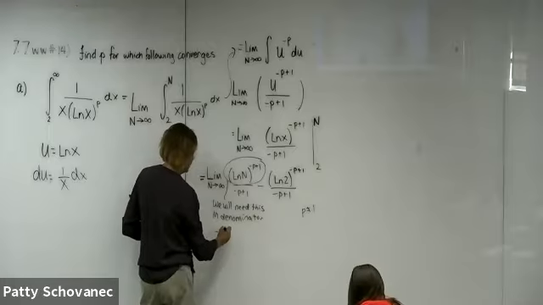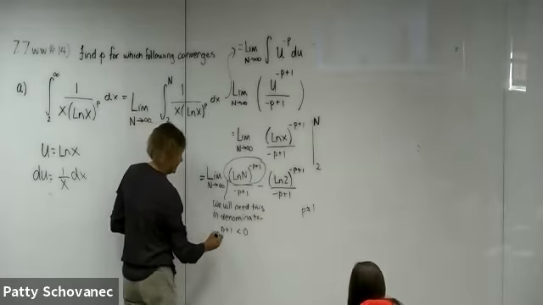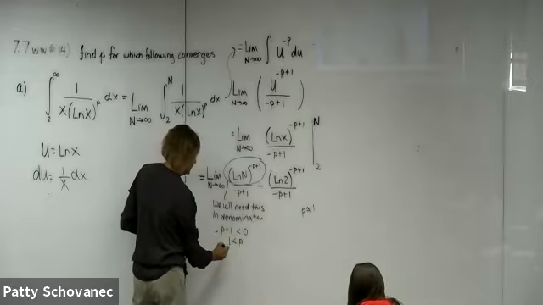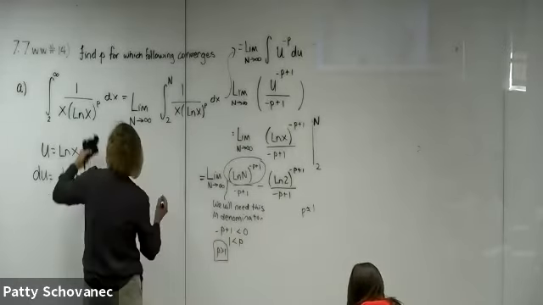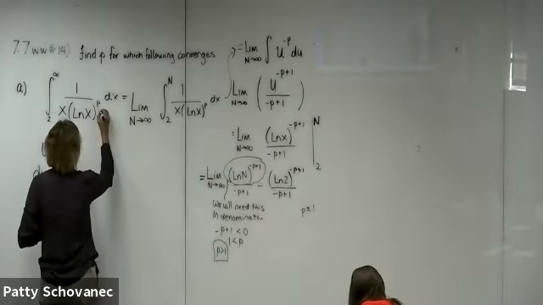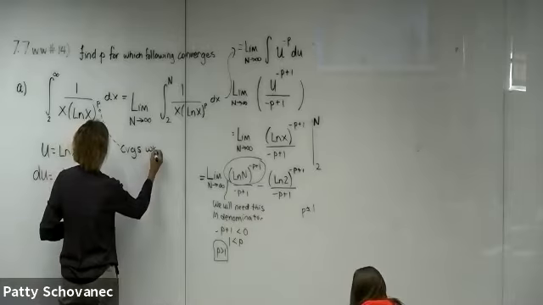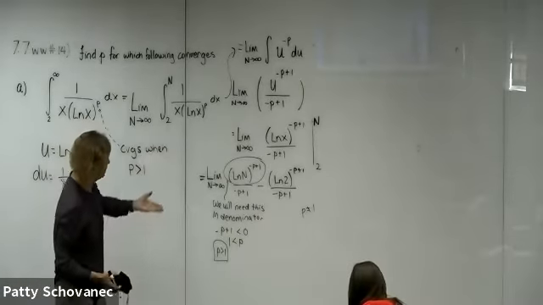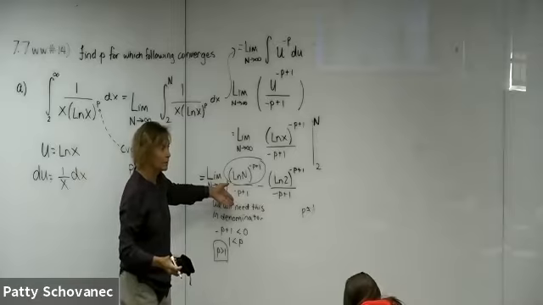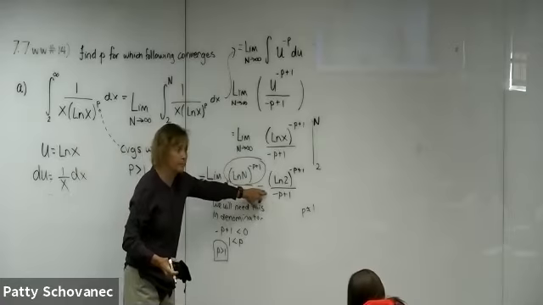So the minus p plus 1 needs to be negative. And if I solve this for p, p has to be bigger than 1, strictly bigger than 1. So this integral converges when p is strictly bigger than 1. And it'll converge when p is bigger than 1, because that's in the denominator, and so the limit will go to 0, agree? And so it'll converge to this number.